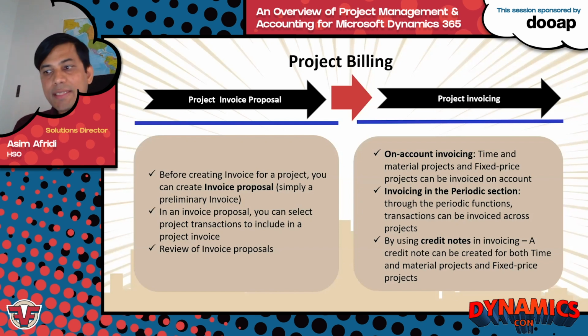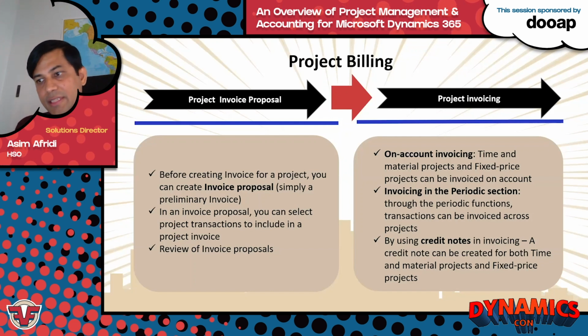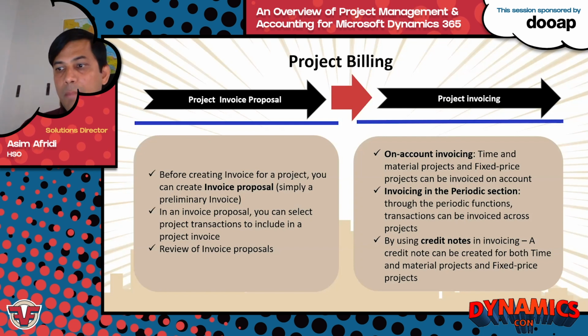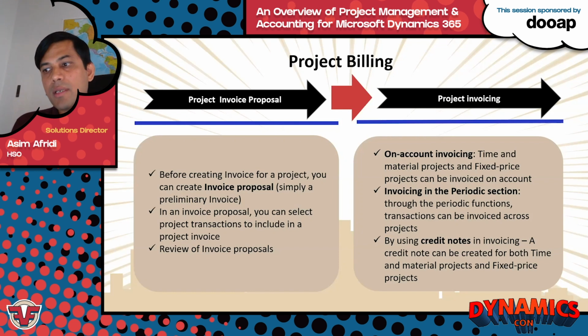For time and material projects, the customer invoice amount is based on the transaction lines that are entered on the project. So transactions can be invoiced per project or per project contract. Before we do a customer invoice for a project, we can create a preliminary invoice as well, simply called an invoice proposal. In an invoice proposal, we select project transactions to include in a project invoice, etc.